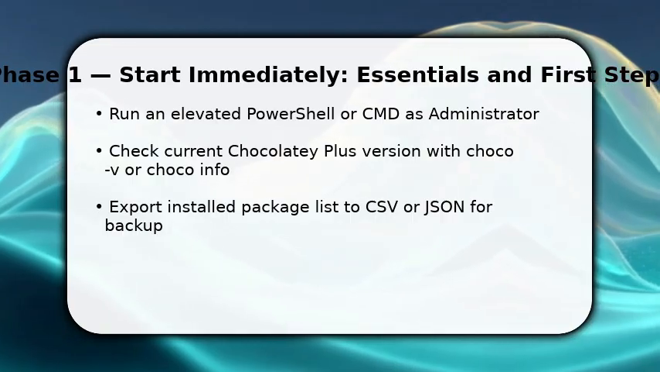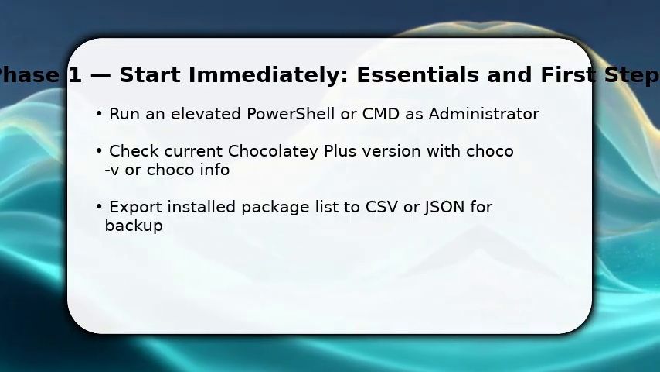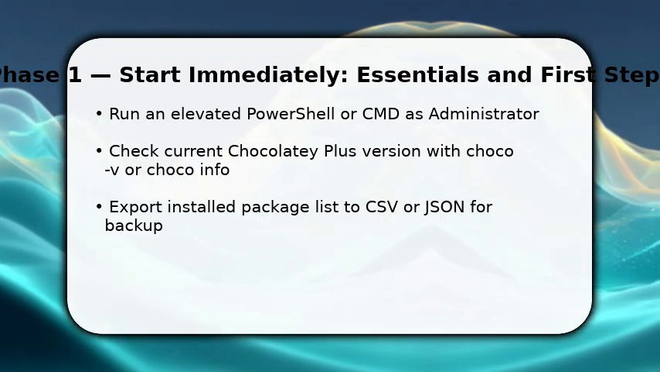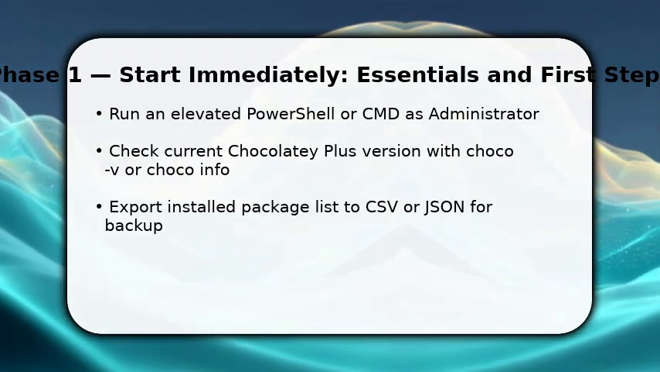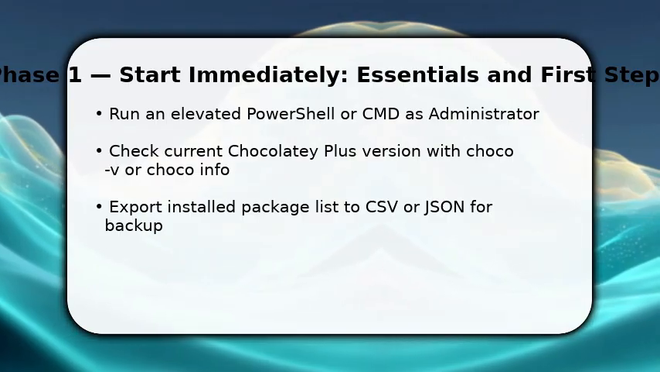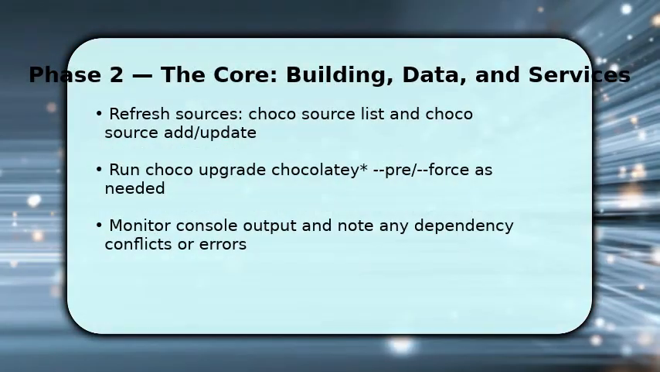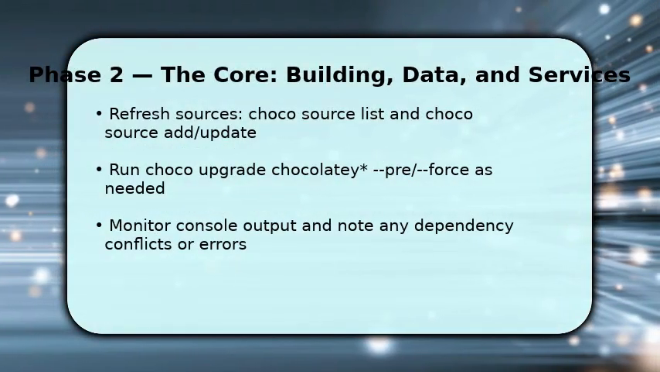Make sure to stop any conflicting installs or package managers before proceeding. This prevents locked files. Once done, update the Chocolatey client and add any required sources or API keys for Chocolatey Plus access. Now run a safe, controlled upgrade sequence.